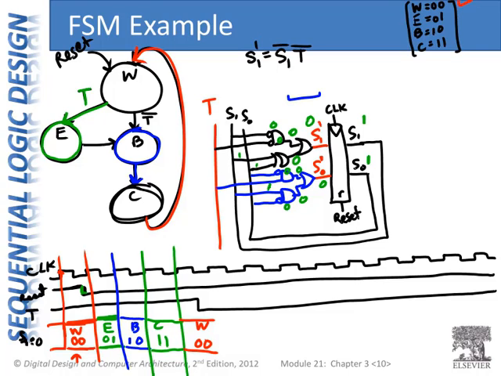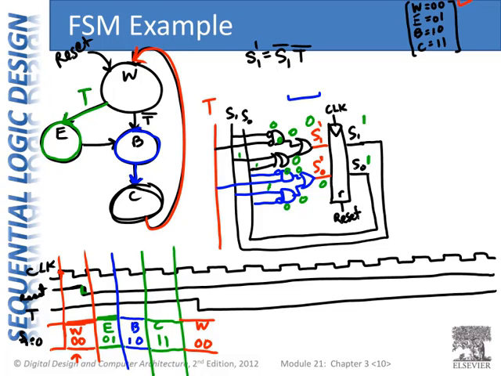Okay, so now we've built this finite state machine, and we've built it using circuits. So given the current state and the inputs, it can determine what our next state is supposed to be. Right now, with this circuit, we don't have any outputs. So let's add some outputs to our system.